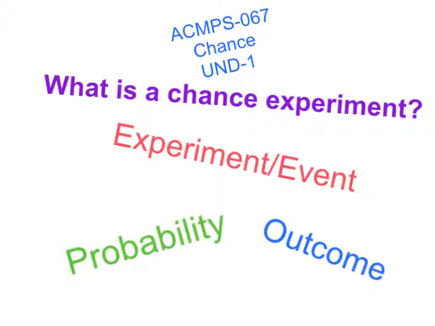ACMPS061, your first understanding lesson on chance. In this lesson we're going to look at what is a chance experiment or event. And when we're talking about a chance experiment, we usually use the words probability and outcome as well. We're going to have a look at what these words mean and what a chance experiment is.